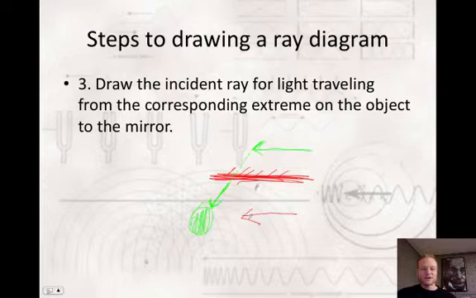Now, what they're asking for is to draw the incident ray of light traveling from the corresponding extreme on the object to the mirror. So I picked the end point of this arrow and draw what's called an incident ray. Okay, and I'm going to put an arrow on it indicating its direction of travel. So this is the incident ray. Here's the reflected ray. And I'll label those just to keep everyone clear. This is an incident ray, and this guy here is the reflected ray.